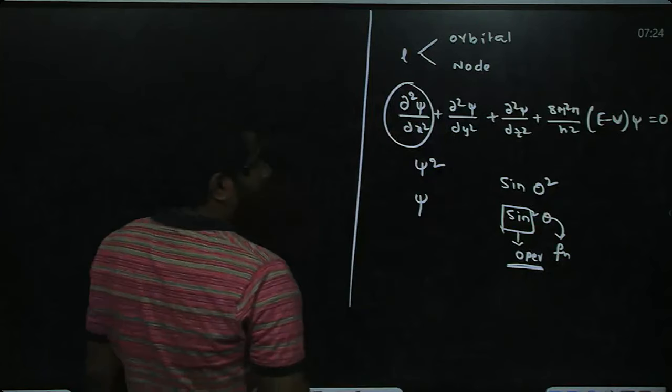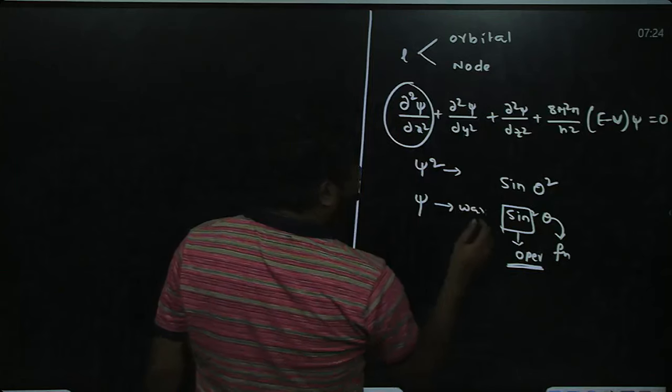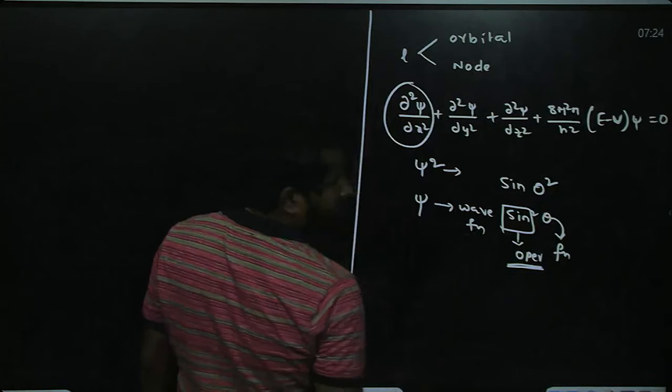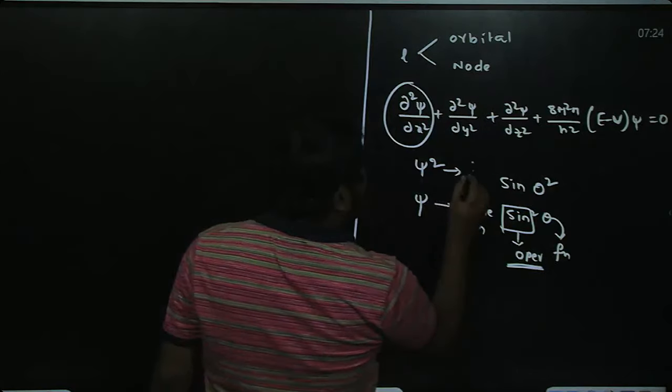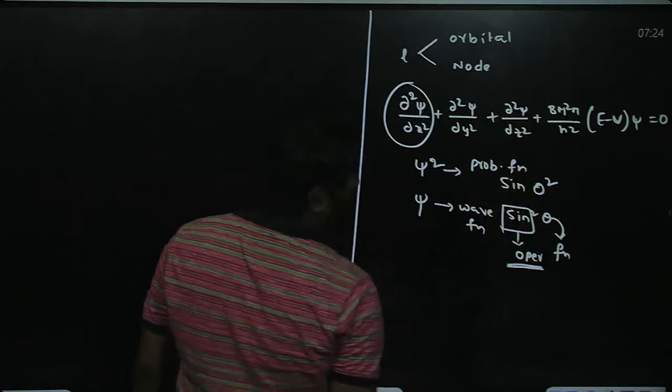ఓకేనా? So we have the words psi square and psi. Psi indicates wave function. What is that? Wave function. Psi square indicates probability function. What is that? Probability function.